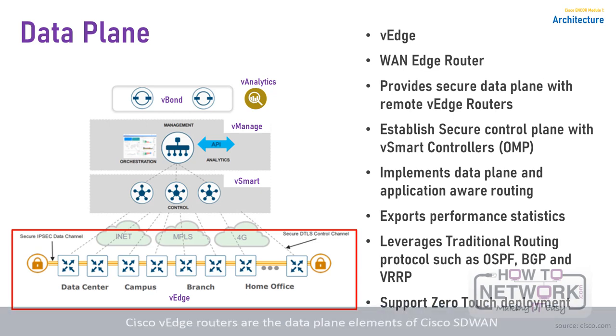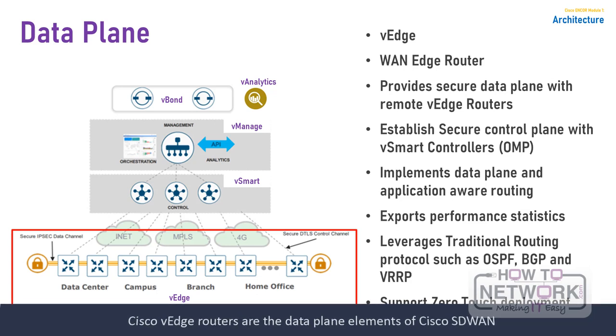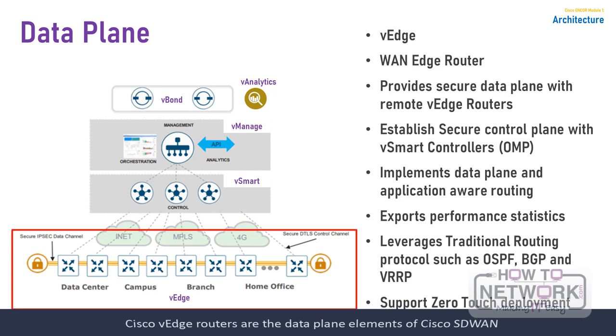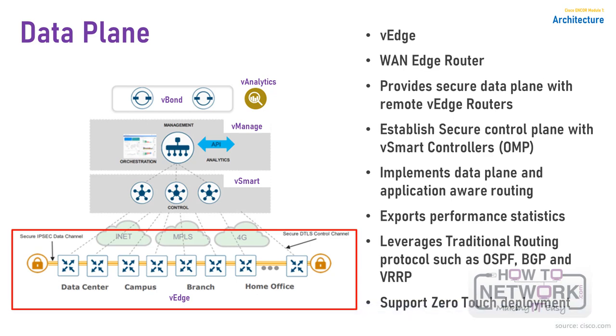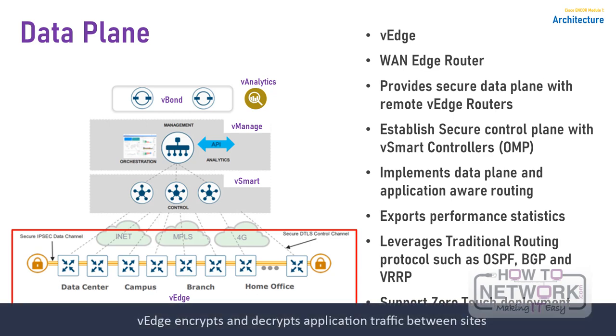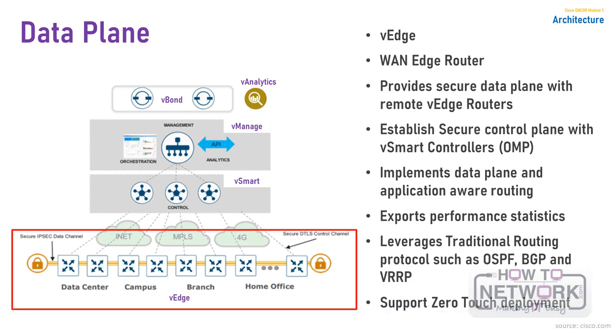Cisco vEdge routers are the data plane elements of the Cisco SD-WAN fabric. Cisco vEdge routers are essentially WAN-edge routers that are positioned at every site at which the SD-WAN fabric must be extended. vEdge routers are responsible for encrypting and decrypting application traffic between the sites. The vEdge routers establish a control plane relationship with the vSmart controller to exchange pertinent information that is required to establish the fabric and learn centrally provisioned policies.